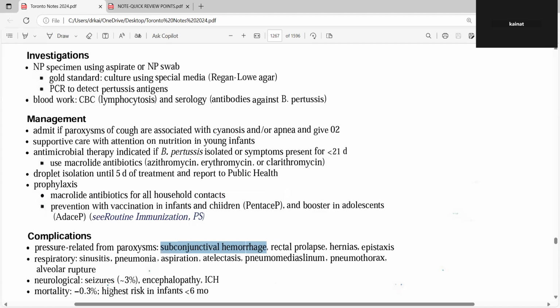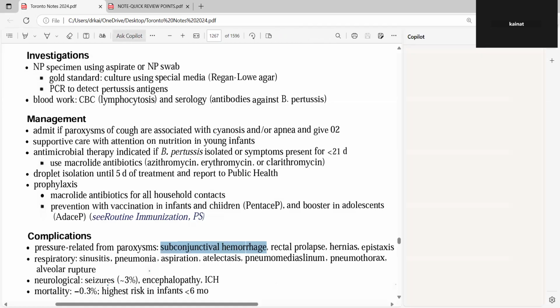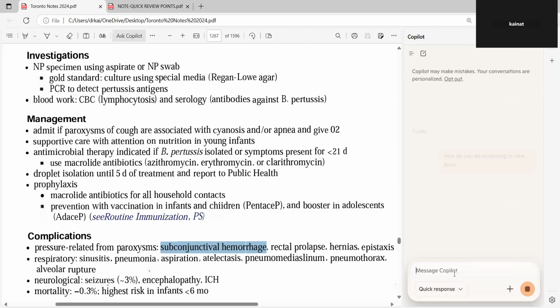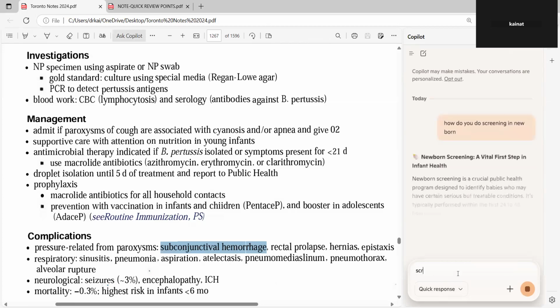When we are talking about pediatrics and subconjunctival hemorrhage, there is one question, and I don't know if you can find the answer in the Toronto notes. How do you do the screening for the vision in the newborn? How do you do the screening for the hearing in the newborn? Let me just see if we can find it here. Just give me a second. How do you do screening of hearing in the newborn?